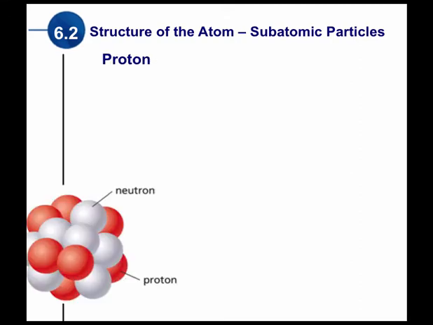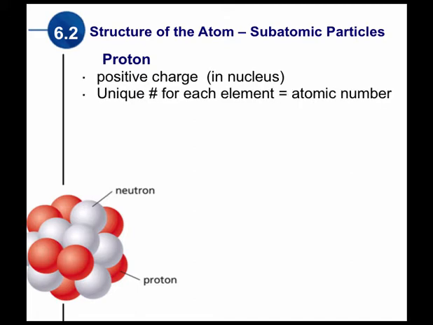The proton. Now, the proton, as you already know, is a positively charged subatomic particle, and the proton is in the nucleus of the atom, which is the center. The proton is a unique number, so each element has its own unique number of protons. We call this unique number the atomic number for that element. Again, each element has its own number of protons, its own atomic number.